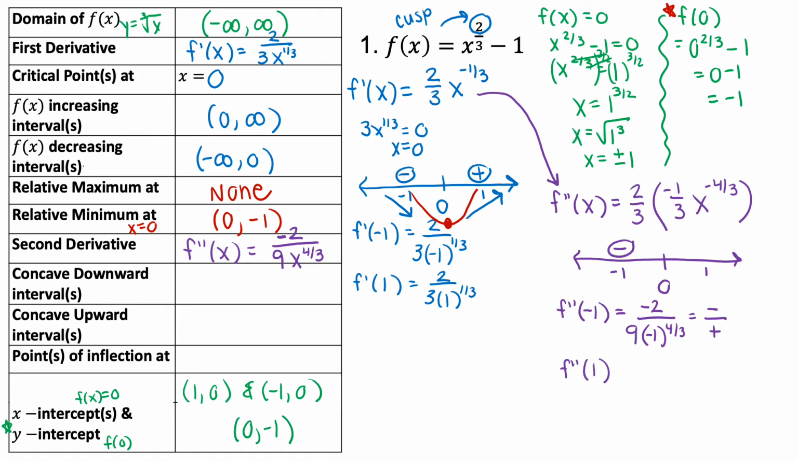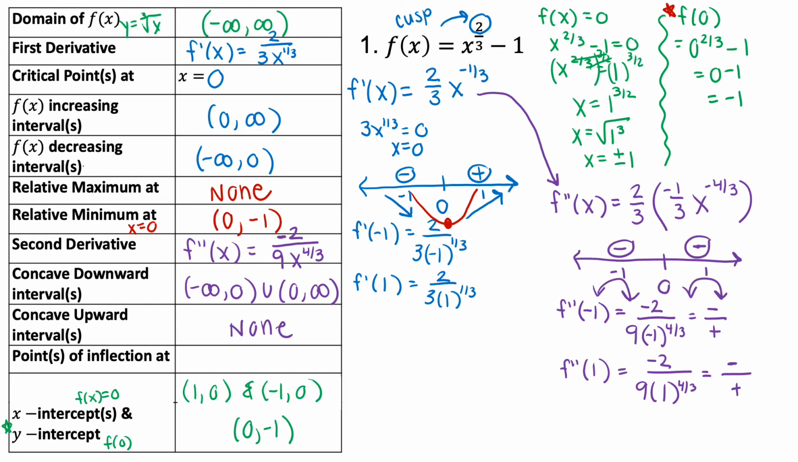And then if we evaluate our second derivative at 1, we get -2 over 9 times 1 to the 4/3. So our numerator stays negative, and our denominator, 1 to the 4/3 times 9 is going to be positive, is again negative, which means we're actually concave down on both of those intervals. So we're concave down from -infinity to 0 and from 0 to infinity. There is no interval here where we are concave up. And then because we don't have any changes in concavity, we don't have a point of inflection.